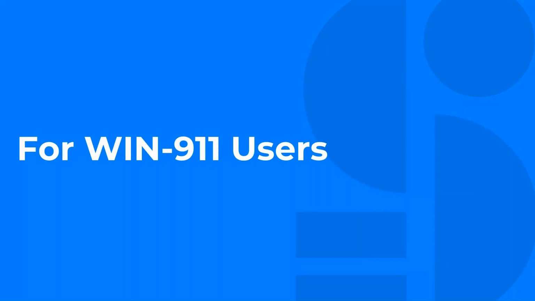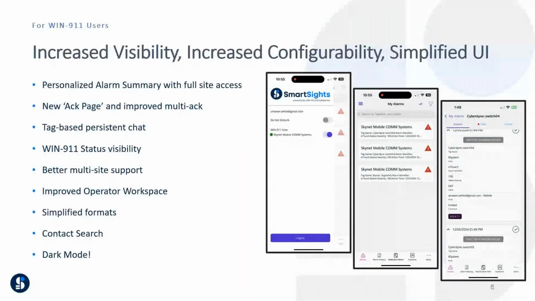So in terms of specific improvements and new functionality for Win911 users, we've added a ton. We've got a personalized alarm summary, like people are used to in Win911 Mobile. If you're an existing Win911 Mobile user, you know that you have a Win911 user in the contact directory that can be a part of one or more notification policies and different sets of alarms. And your alarm summary real-time feed in the app would show you the current state of those alarms that you are subscribed to. But the new app also supports full site access, so you can look into alarms beyond what your personal user is subscribed to.